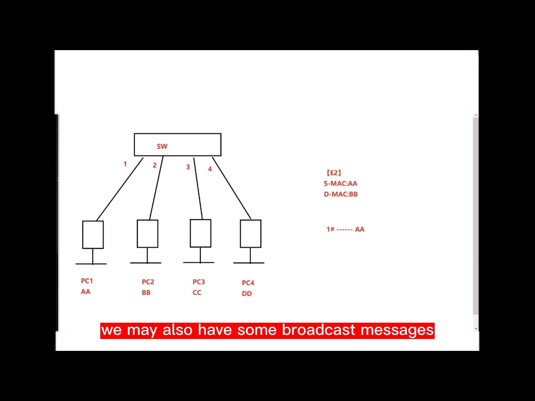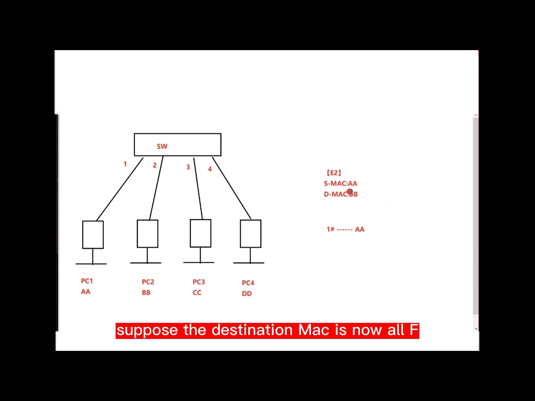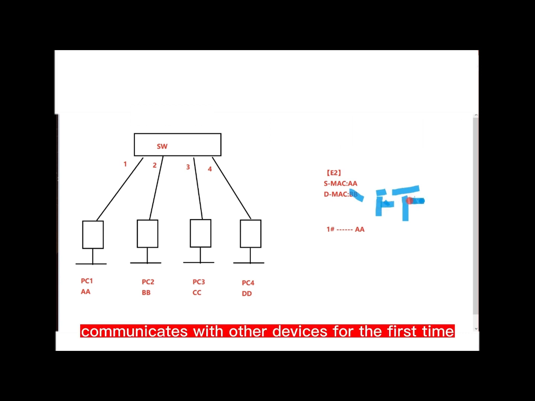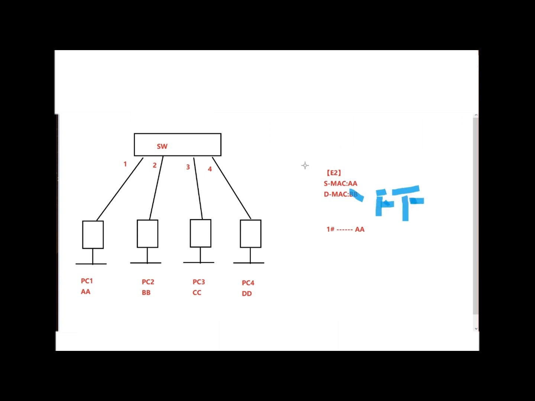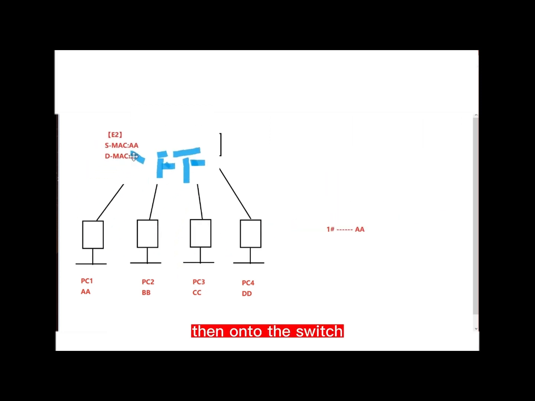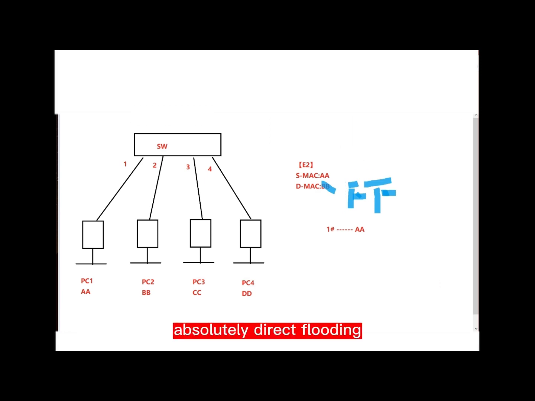We may also have some broadcast messages. Suppose the destination MAC is all F. When PC1 communicates with other devices for the first time but doesn't know their MAC, it has to send an ARP broadcast, which goes to the switch. When the switch receives a broadcast, don't think about it: it directly floods.